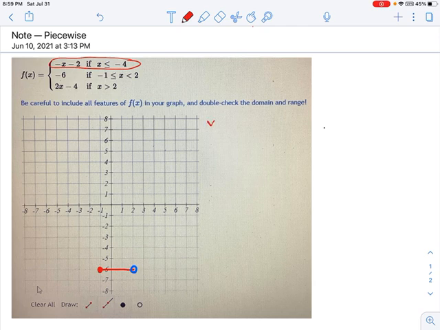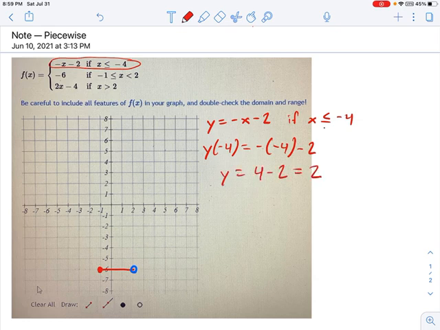So this is an equation that says y equals negative x minus 2 if x is less than or equal to negative 4. So what I'm going to do is take that negative 4 and plug it in. So y of negative 4 equals, that's not y times negative 4, it's y of negative 4, equals negative of negative 4 minus 2. So y equals 4 minus 2, which is 2. So y equals 2 when x equals negative 4. Where are we here? Yep, okay. There we are, right over there.